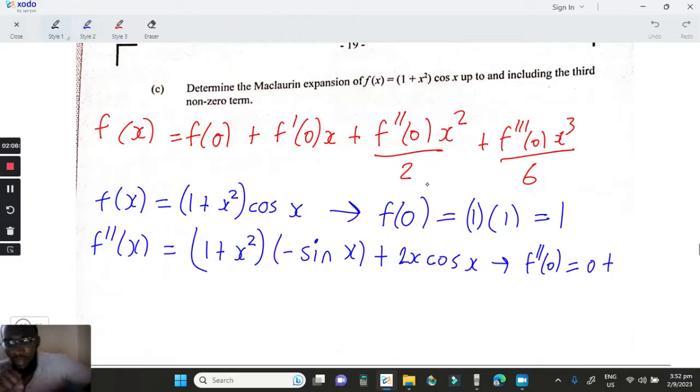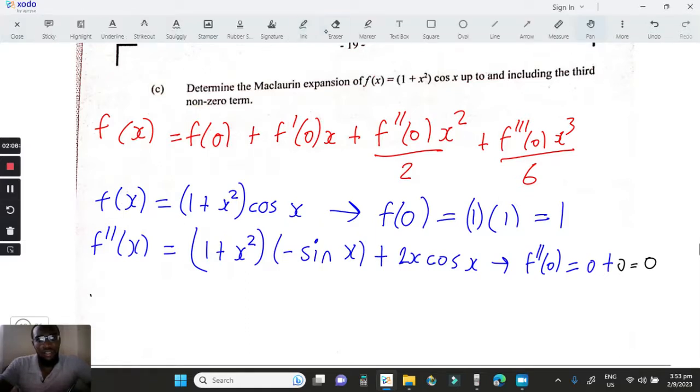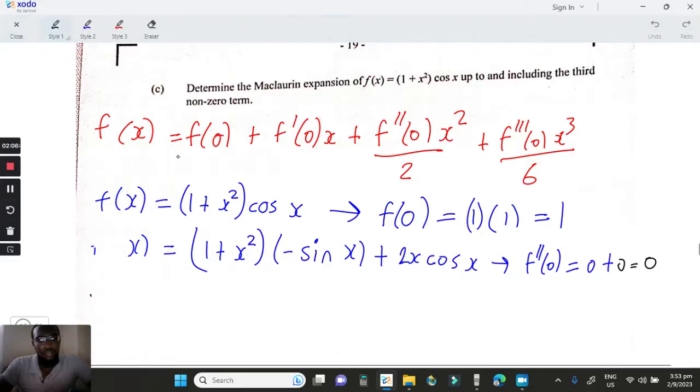Just want to make sure I'm not doing anything wrong here. Cos of 0 is 1, but 2 times 0 is 0. Very good. This is now 0. So now I need the, I did my first derivative. Well, I don't know, I have double derivative here. That should be one derivative. So now my double derivative, that's a lot of work.